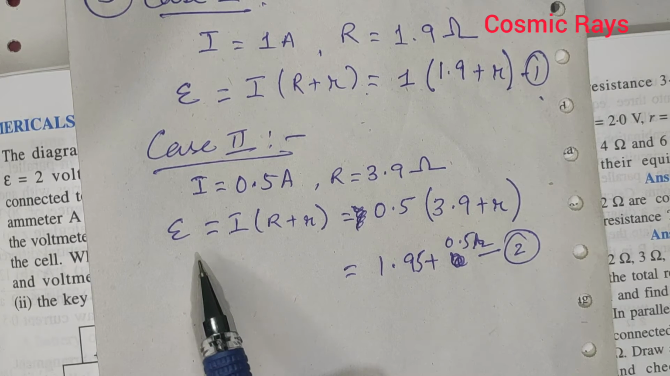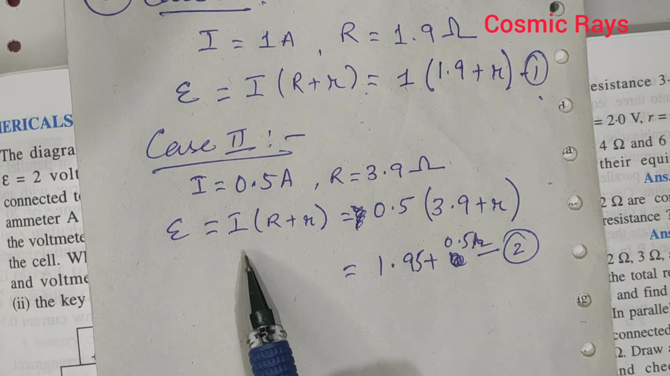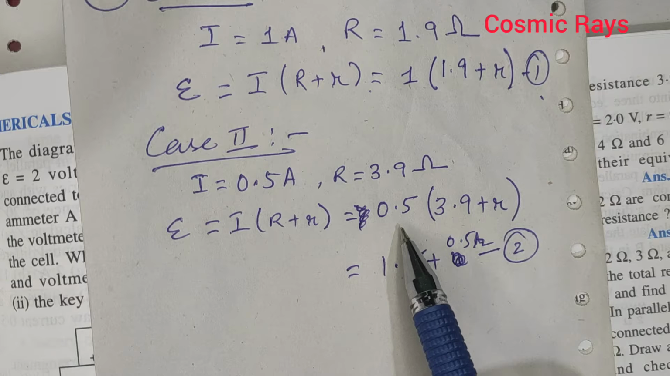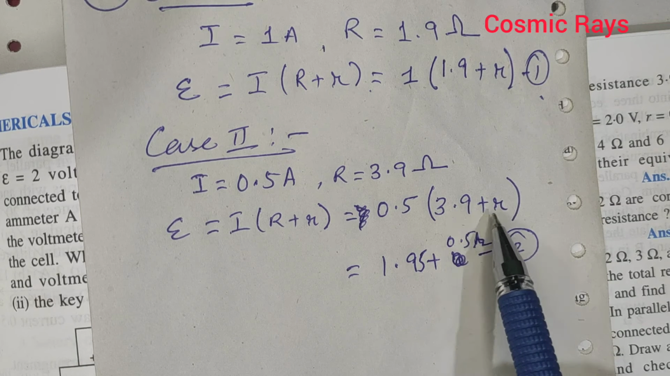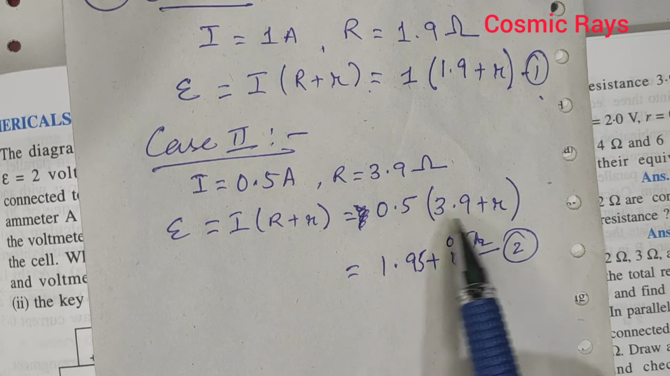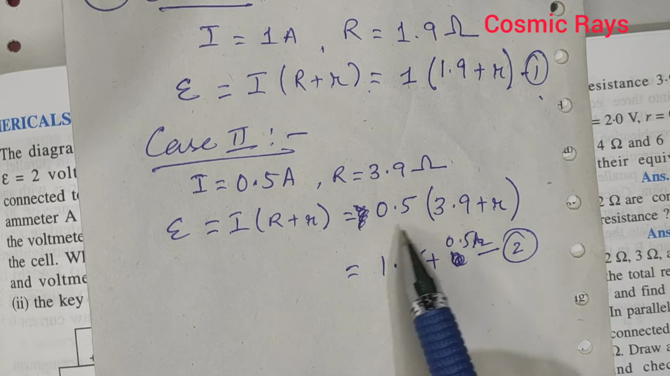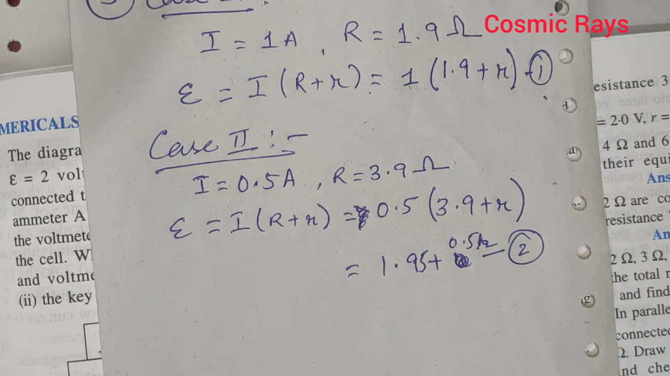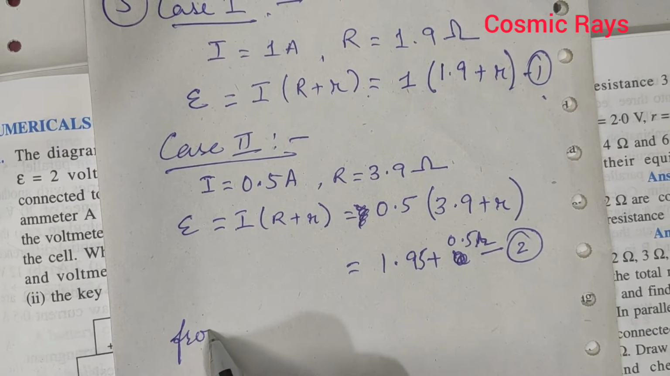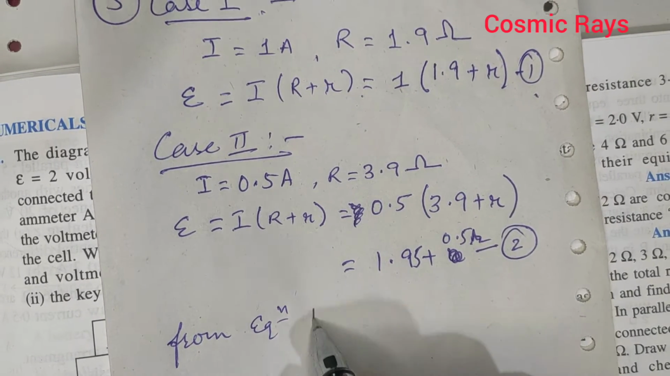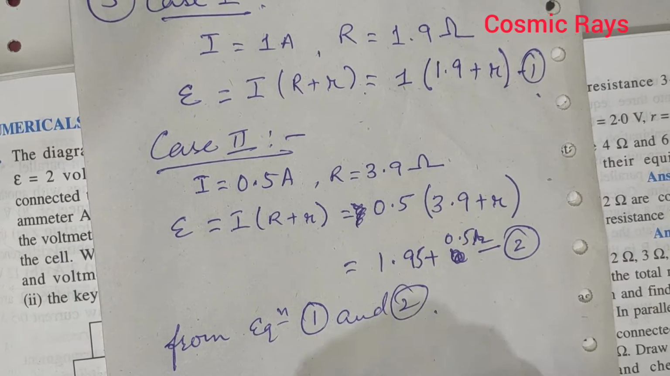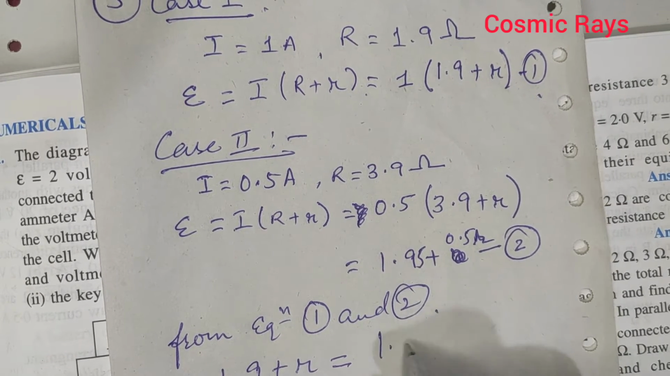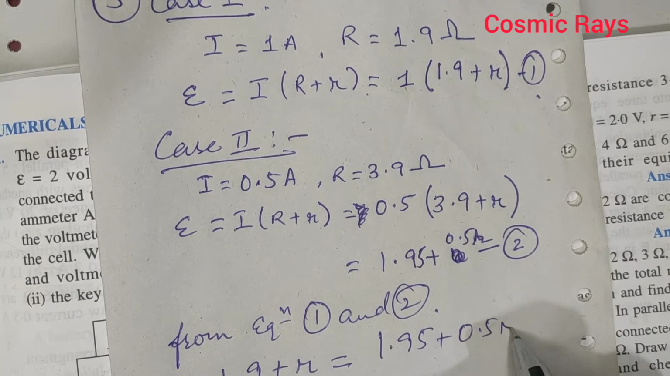Again, using the formula for EMF, we have E is equal to I multiplied by R plus r. We simply put the values. Current is 0.5 multiplied by 3.9 plus the internal resistance small r. Now if you multiply, you'll get 1.95 plus 0.5 r. Now we have two equations and we have to find out the value of small r. You can use any method. From equations 1 and 2 we have 1.9 plus r is equal to 1.95 plus 0.5 r.